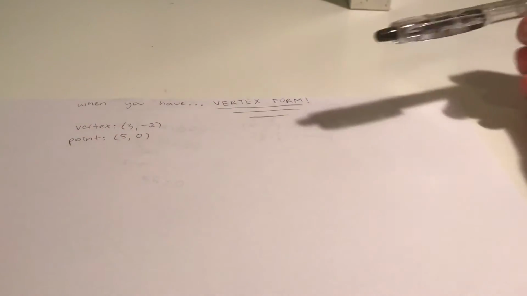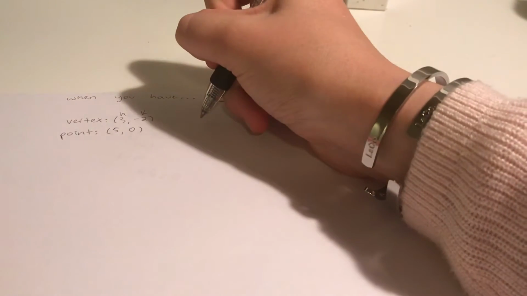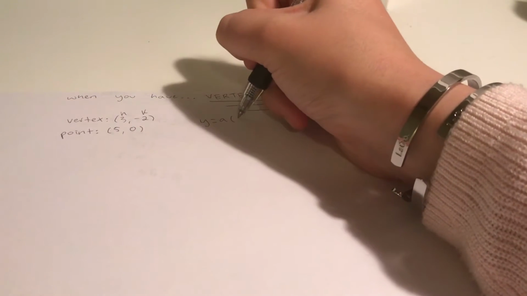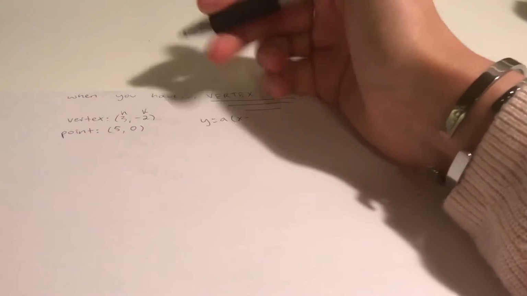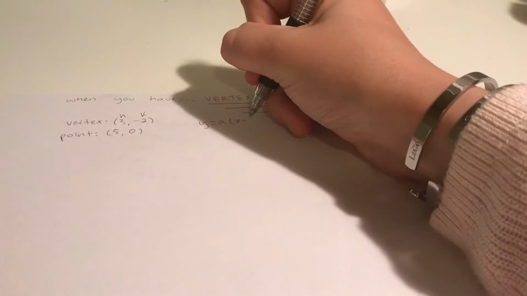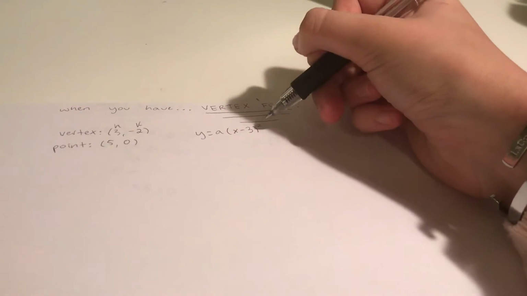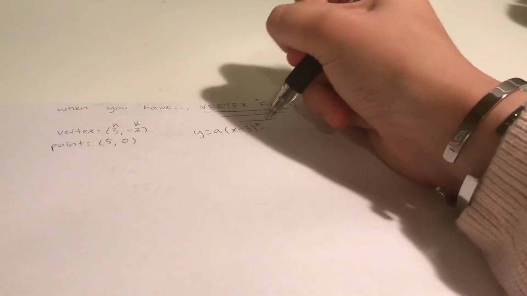Okay, so this last example is when you have a vertex and a point, and they want you to put it in vertex form. So you want to start out by putting your vertex, your h and your k, into vertex form. So you want to do y equals a, which is what you're trying to find, and then x minus, and I'm doing minus because this h is a liar. So even though it's +3 up here, it's a liar, and it's actually -3 in the equation. So -3, and then you have squared. And then this isn't a liar, so I can just write -2.